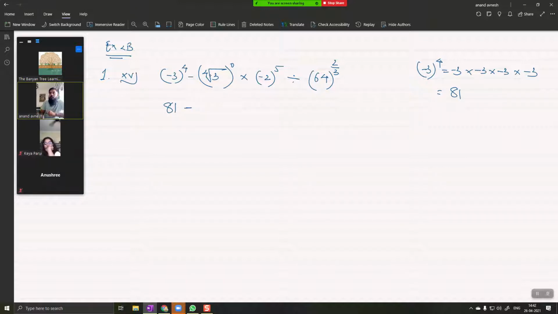Minus 4th root of 3, the whole raised to 0. Now I will not bother even to solve this. I will directly write 1, because anything raised to 0 is 1, right? We have written down that law. Anything raised to 0 is 1. Times minus 2 raised to 5. Now, what was 2 raised to 5? 2 raised to 5 is nothing but 32. So, what is minus 2 raised to 5? Of course, it has to be minus 32.